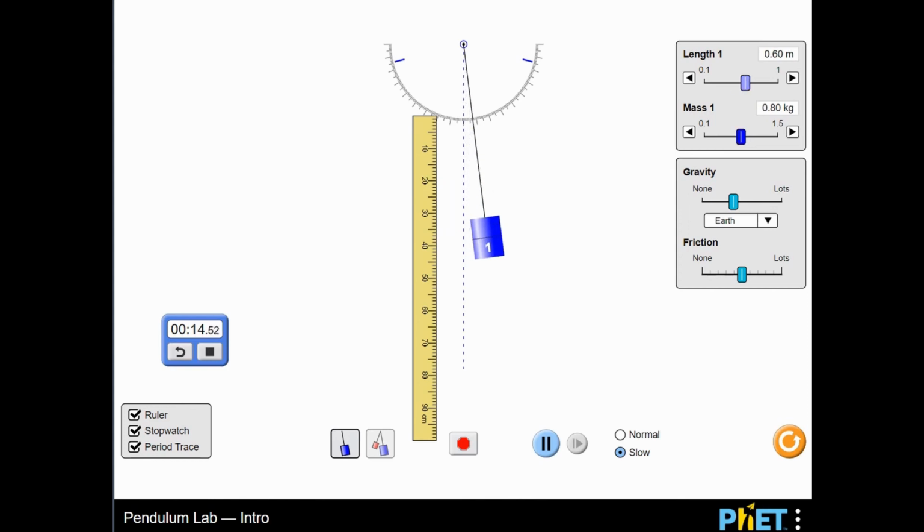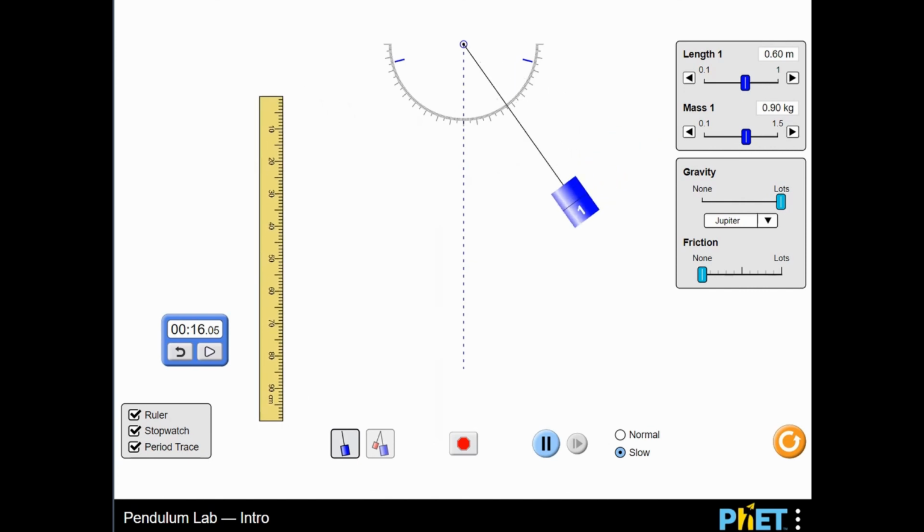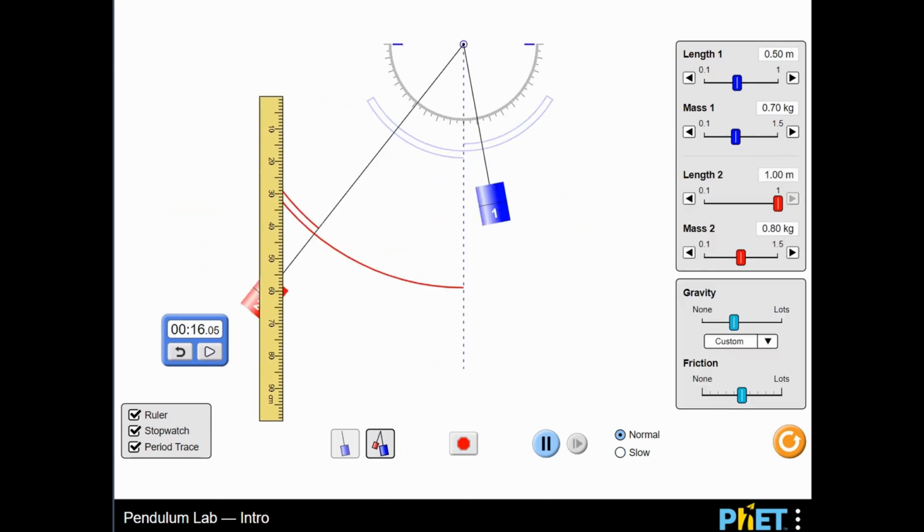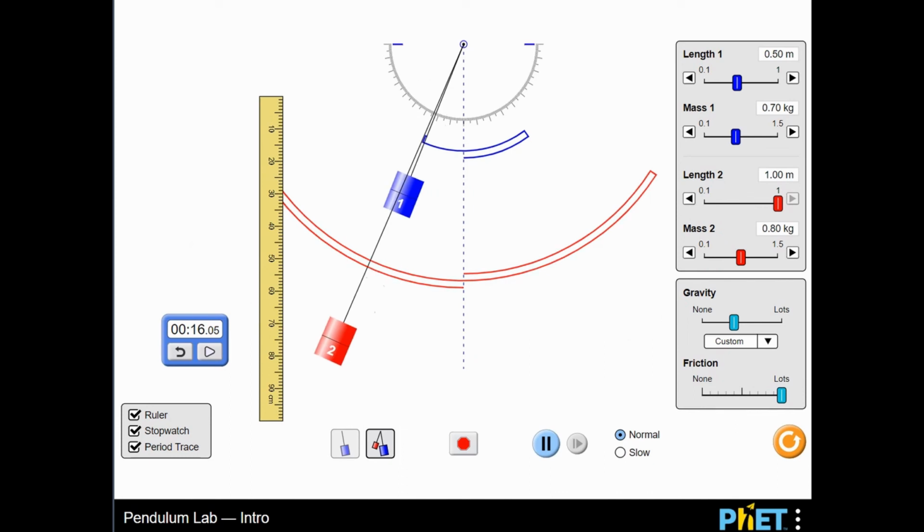Learn more about conservation of energy in this simulation. Are you ready to accept the challenge? Do you have the right skills to help you learn more about pendulums and the conservation of energy? Have fun and enjoy playing.